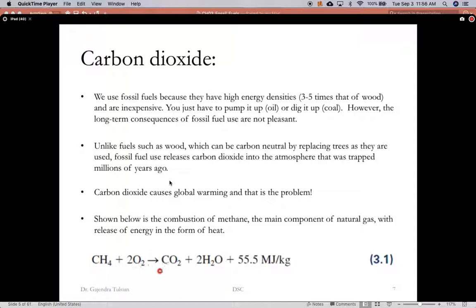Okay, so here's the basic reaction. This is the major component of natural gas. When you burn natural gas, burning means oxidizing, you produce carbon dioxide, water vapor, and energy, and this is what we are after. So you burn methane, you get 55.5 million joules per kg of methane burned.